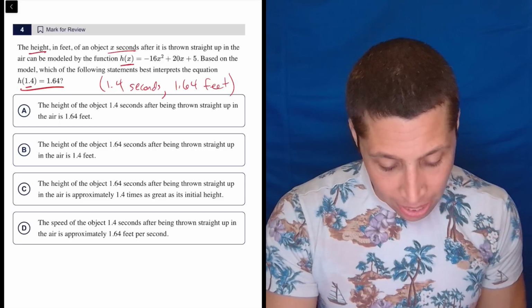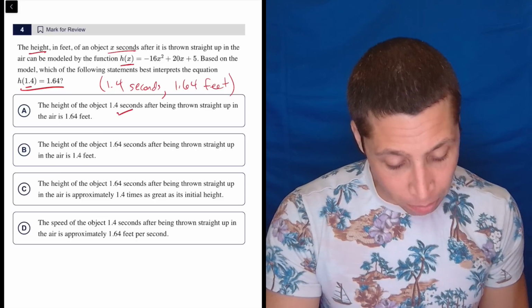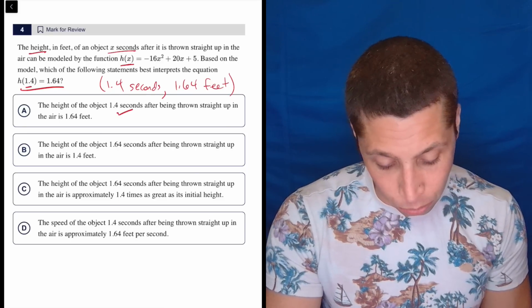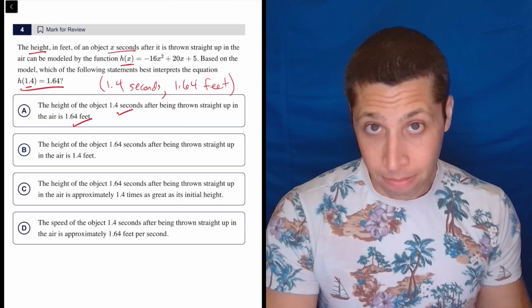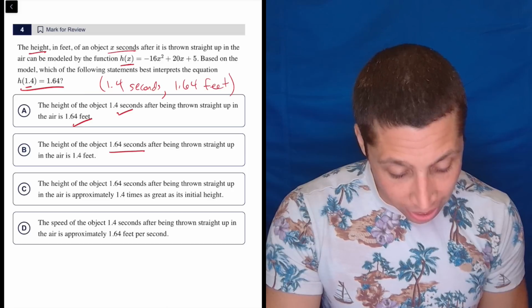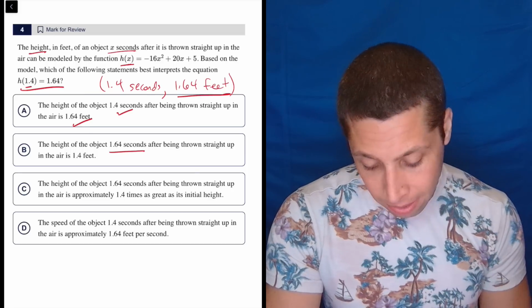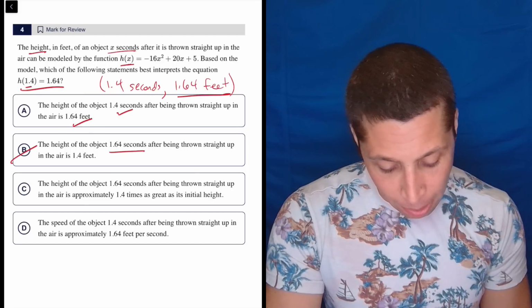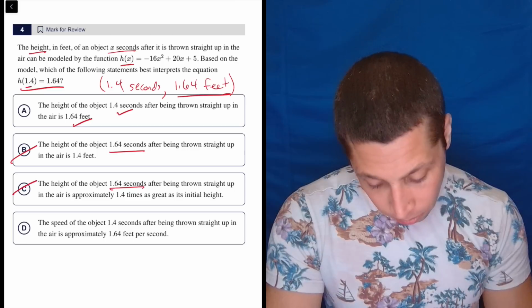So A, the height of the object 1.4 seconds after being thrown straight up in the air is 1.64 feet. Check. Just based on units, that could work. Let's keep moving though. B, the height of the object 1.64 seconds? No, it's 1.64 feet. Kill it. C, the height of the object 1.64 seconds? No, it's 1.64 feet. Kill it.